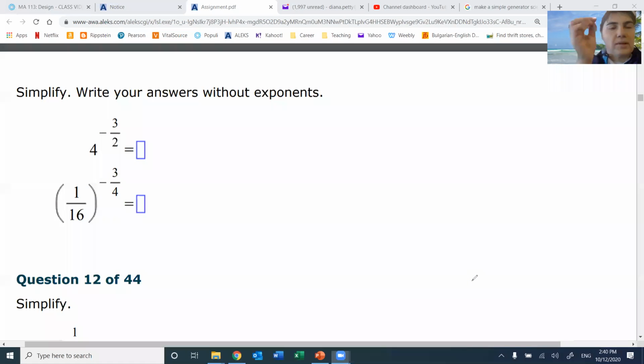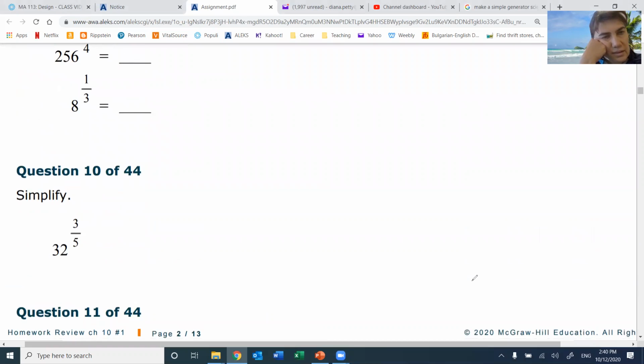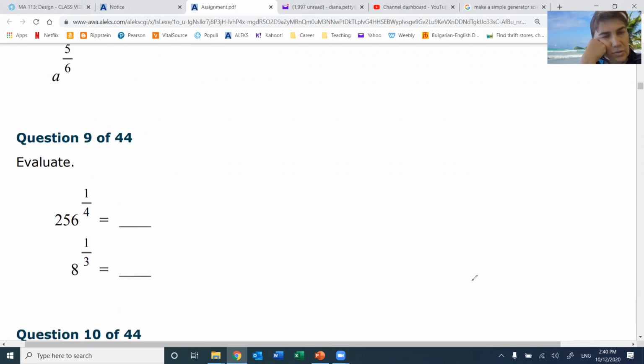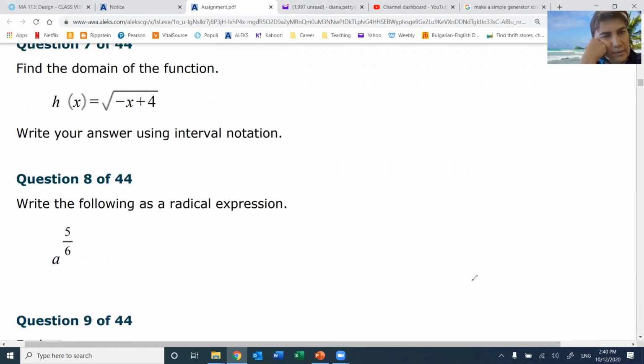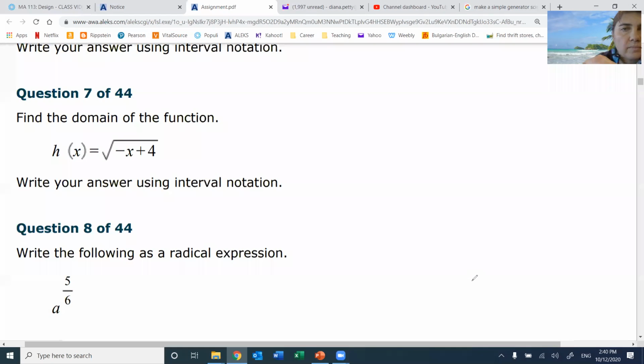Okay, let's see. So these are tricks with numbers. Like this one same, this one same. You need to figure out what it is. Let's do this one. Find the domain. What is the domain of this number 7? And we're almost done. What's the domain? I guess we don't want to do the whole thing.